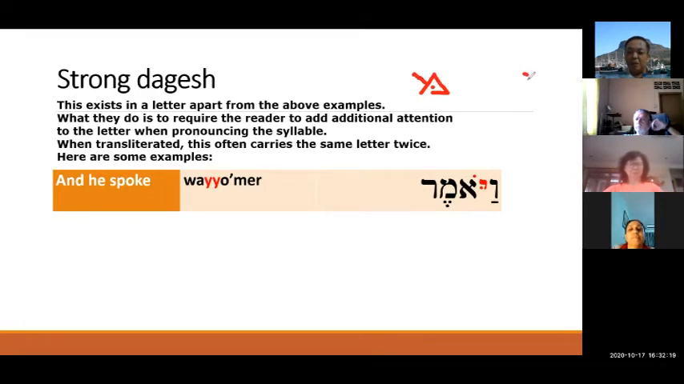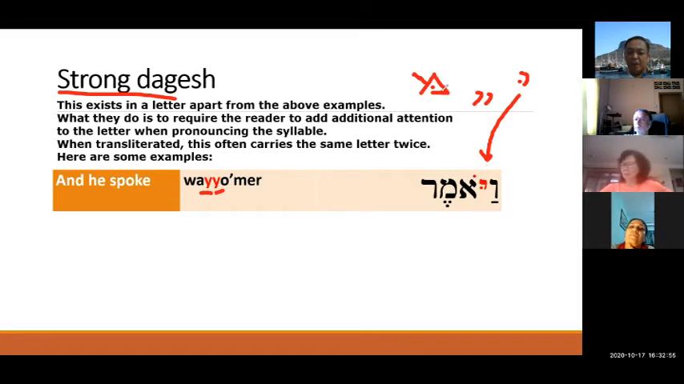Or a yod here, and I put a dot here. This is also a strong Dagesh. So what the strong Dagesh does is, let's say you have the yod here, a yod with a Dagesh forte, or strong Dagesh. It means there are two yods. So when you transliterate it, you put the two y's as well. That is how the strong Dagesh works. A strong Dagesh will give you two of the same letter.